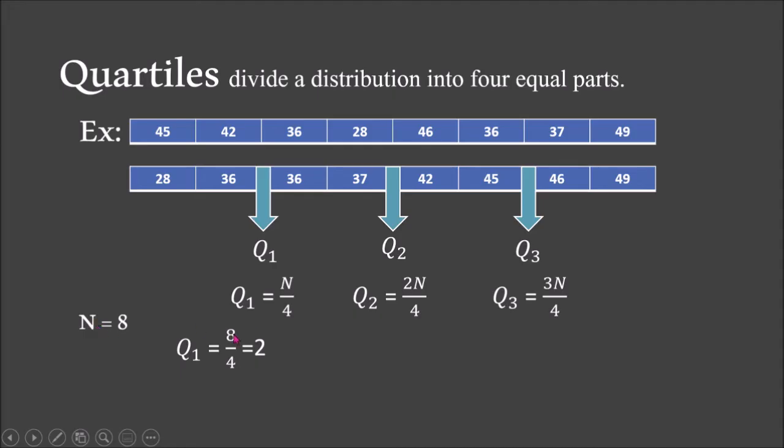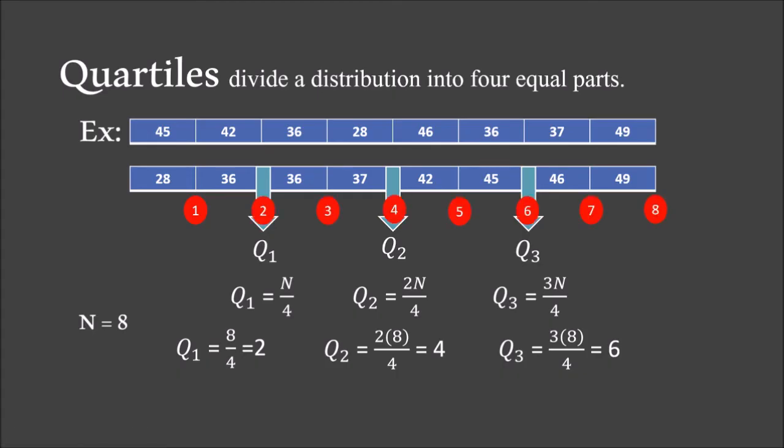Substitute the value of n, 8, here. So n divided by 4 for our first quartile, that is equal to 2. For our Q2, we have 2 times 8 divided by 4, which is simply 8 divided by 2, that is equal to 4. For your Q3 here, we have 3 times 8 divided by 4, that is equal to 6. So this is the position: 1, 2, 3, 4, 5, 6, 7, and 8.